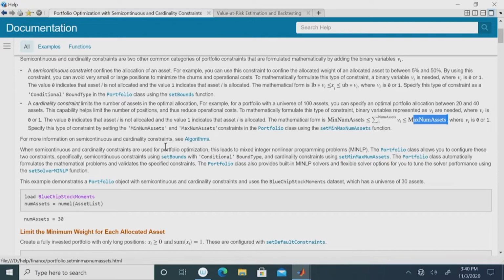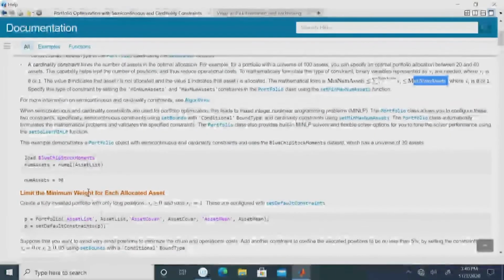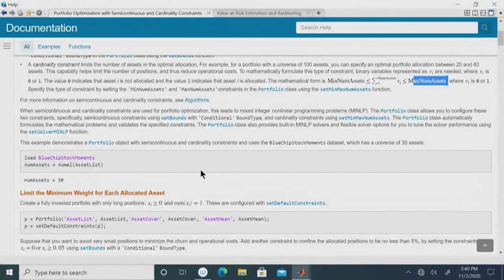So, let us now start our discussion on this. Remember that in the earlier lecture we talked about the blue chip stock moments. So, we again recall and load those blue chip stock moments. Here num_assets will give me the number of assets, which in this case turns out to be equal to 30. So this is essentially a universe of 30 assets.